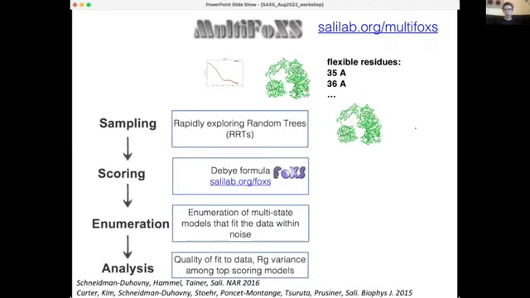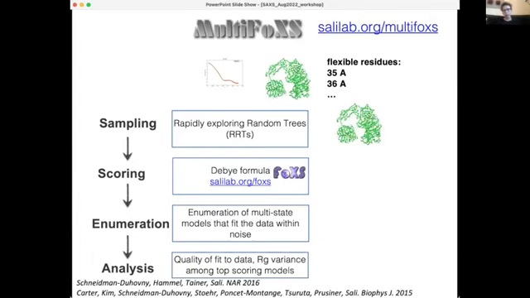So how do we model? How do we generate multi-state models? So our input is the structure. It has to be an atomistic structure. It can be a model, and now it can easily be an AlphaFold model. And it obviously has to have a SAXS profile, and then we decide on a list of flexible residues. So if we want to sample a motion between the domains, we don't have to sample everything.